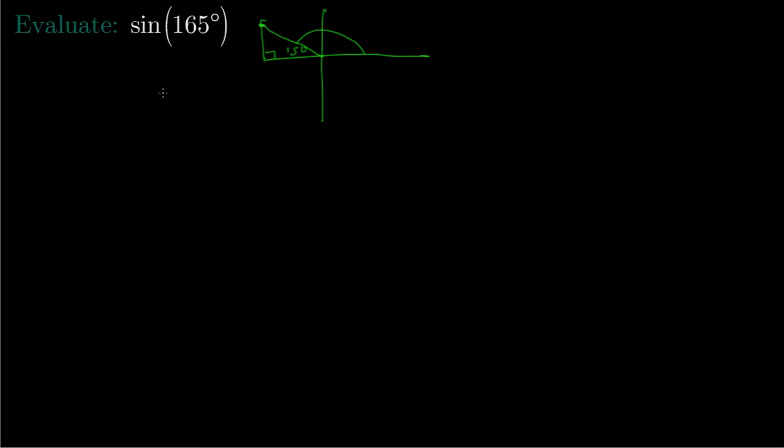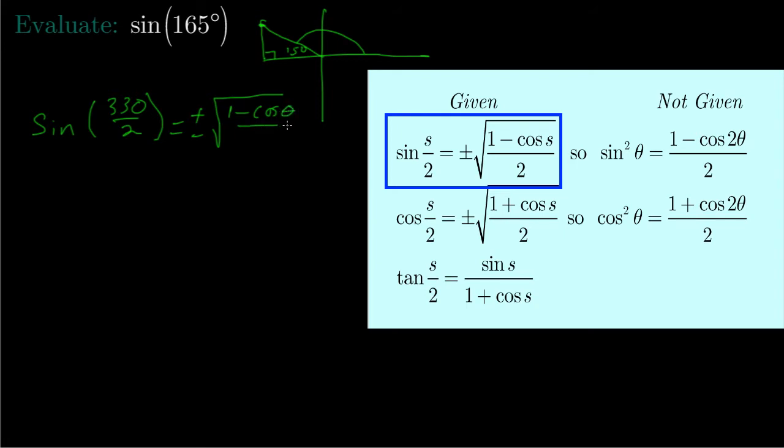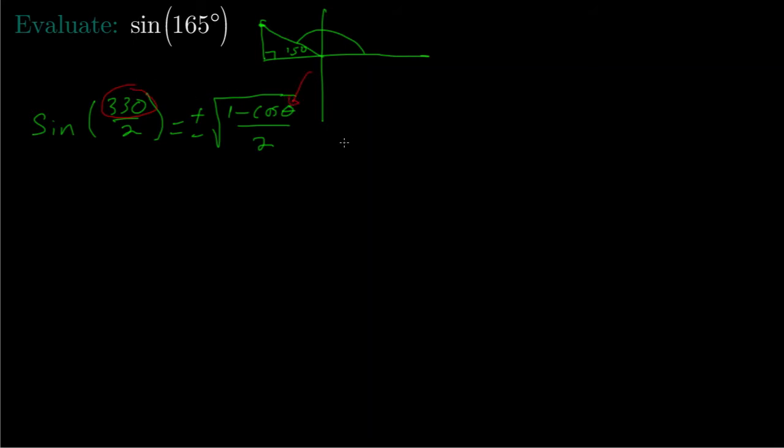But if we realize that 165 doubled is 330, we can use our half-angle formulas and find the sine of 330 divided by 2. 330 divided by 2 is 165, but the half-angle formula for sine says plus or minus the square root of 1 minus cosine theta, all divided by 2. So even though we're using 165 as our question, if I double it and get 330, that's the angle that goes inside theta right there.